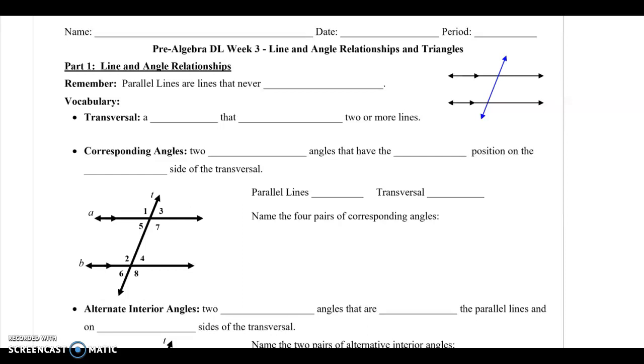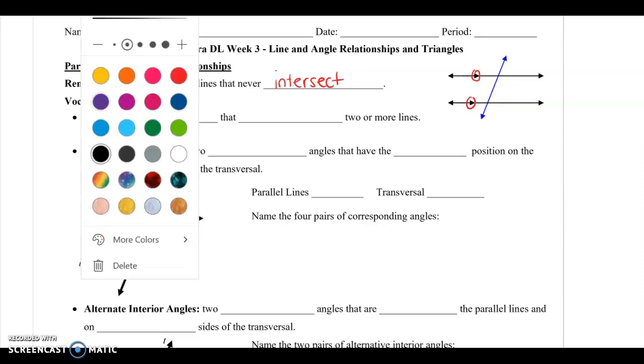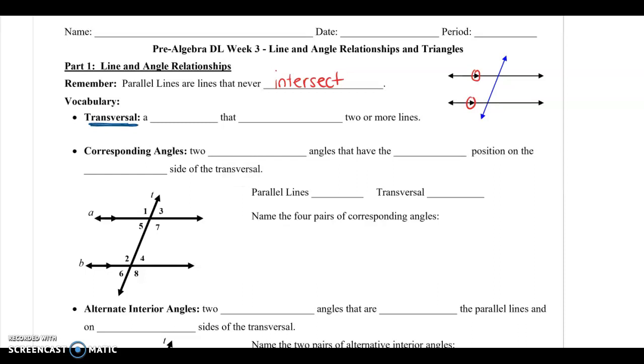All right, remember, parallel lines are lines that never intersect. These symbols here mean that these two lines are parallel, whereas that blue line there is called a transversal. I'll highlight that in blue. So that is your transversal right here. I'll put a T for transversal. It's a line that intersects two or more lines.